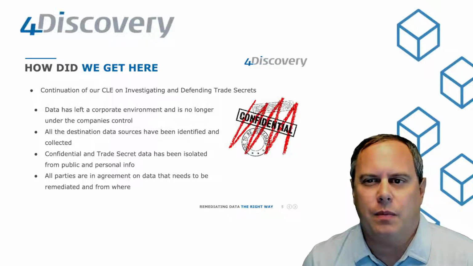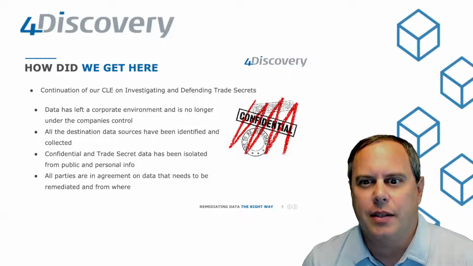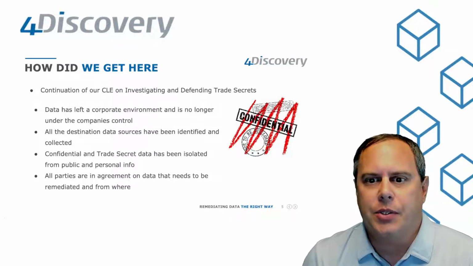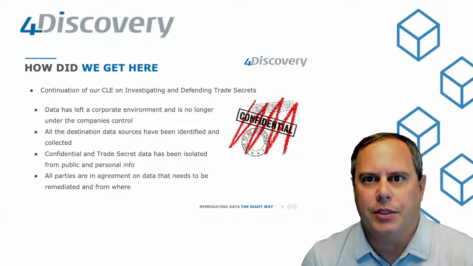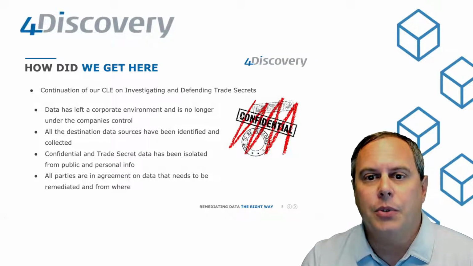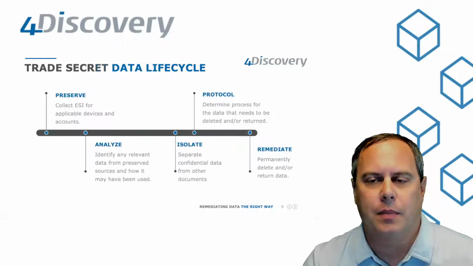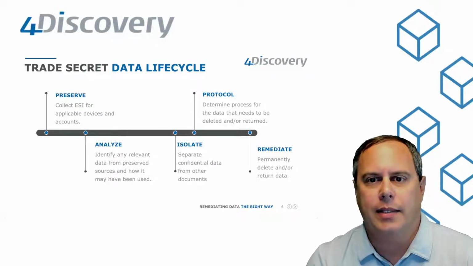And we have a general idea of the difference between what might be considered confidential or trade secret information versus public or personal information, such as a public sell sheet or presentation that a company may disseminate widely, or somebody copying over photos or music files as part of their departure. Also, we'll talk about the parties being in agreement about what needs to be remediated and where, because that can be a bit of a fight as well.